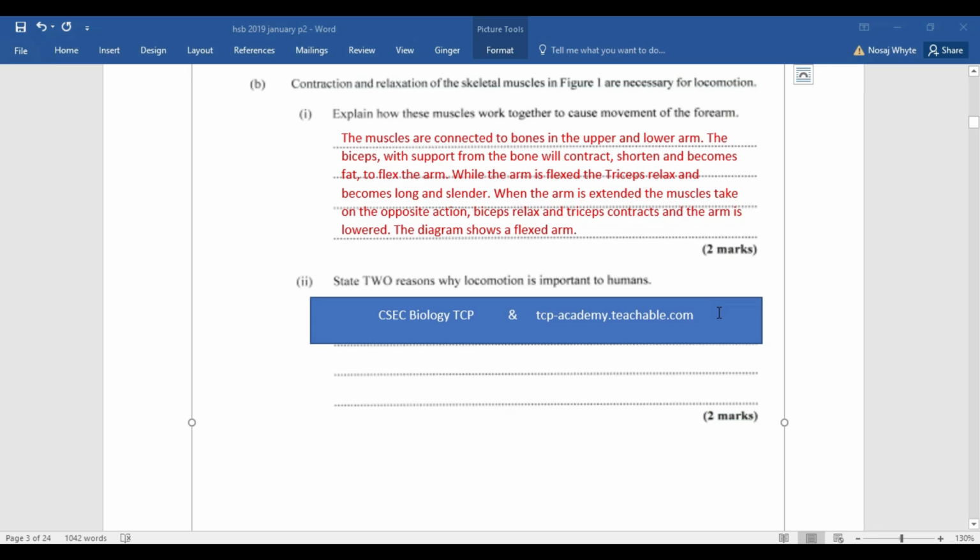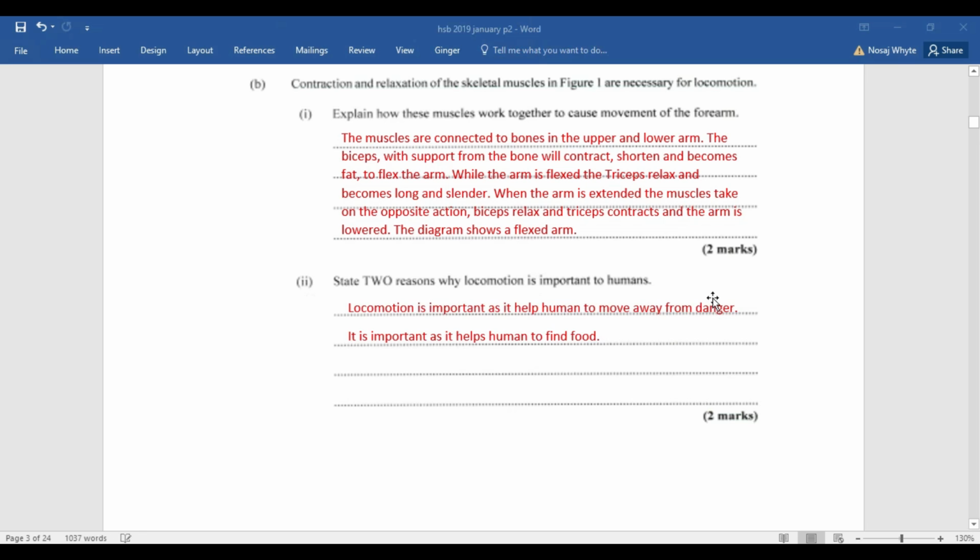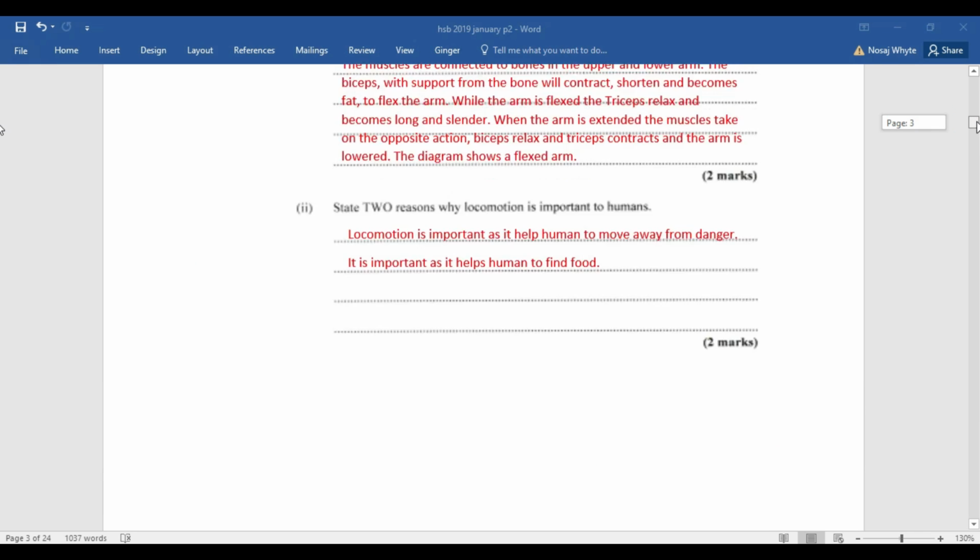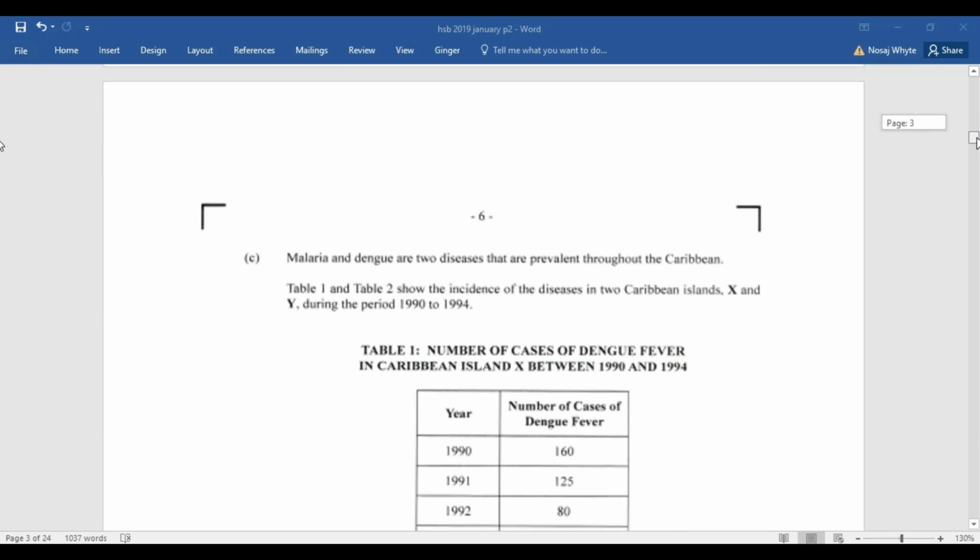State 2 reasons why locomotion is important to humans. So 2 reasons. There are many reasons, and we're just asking for 2. So the 2 reasons here is that locomotion is important as it helps humans to move away from danger. It helps humans to find food, to find a mate, to find shelter, to find water, to escape predators, and the list might go on and on for some persons. So I do hope that you have something at least similar to that. I will move right along.